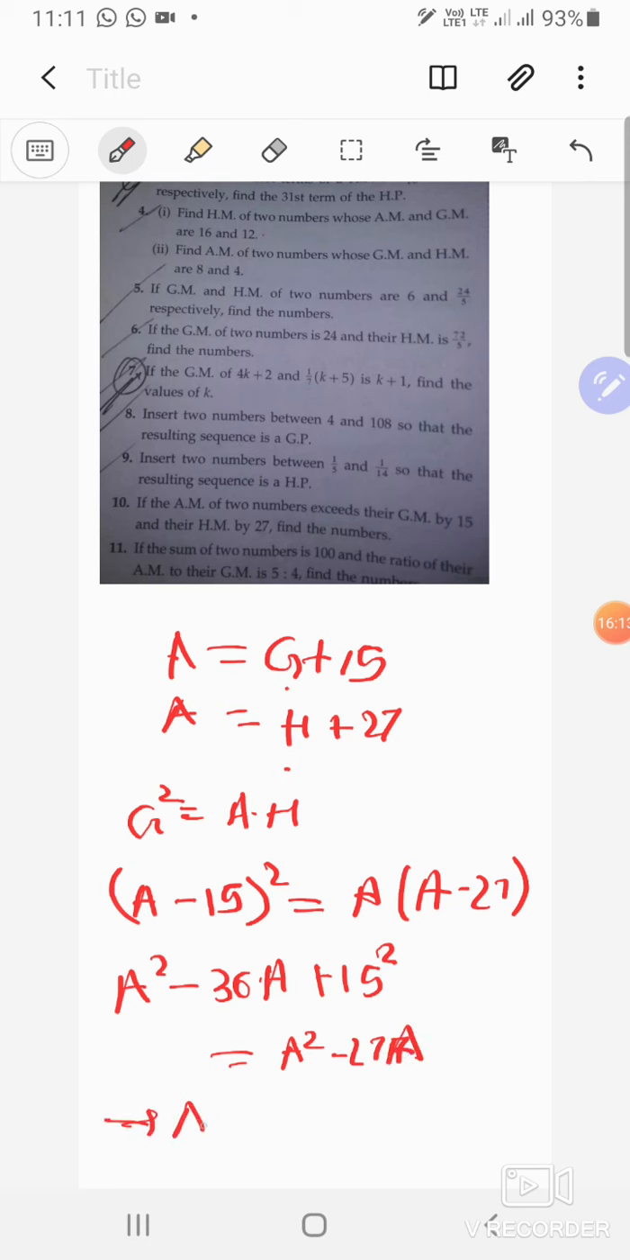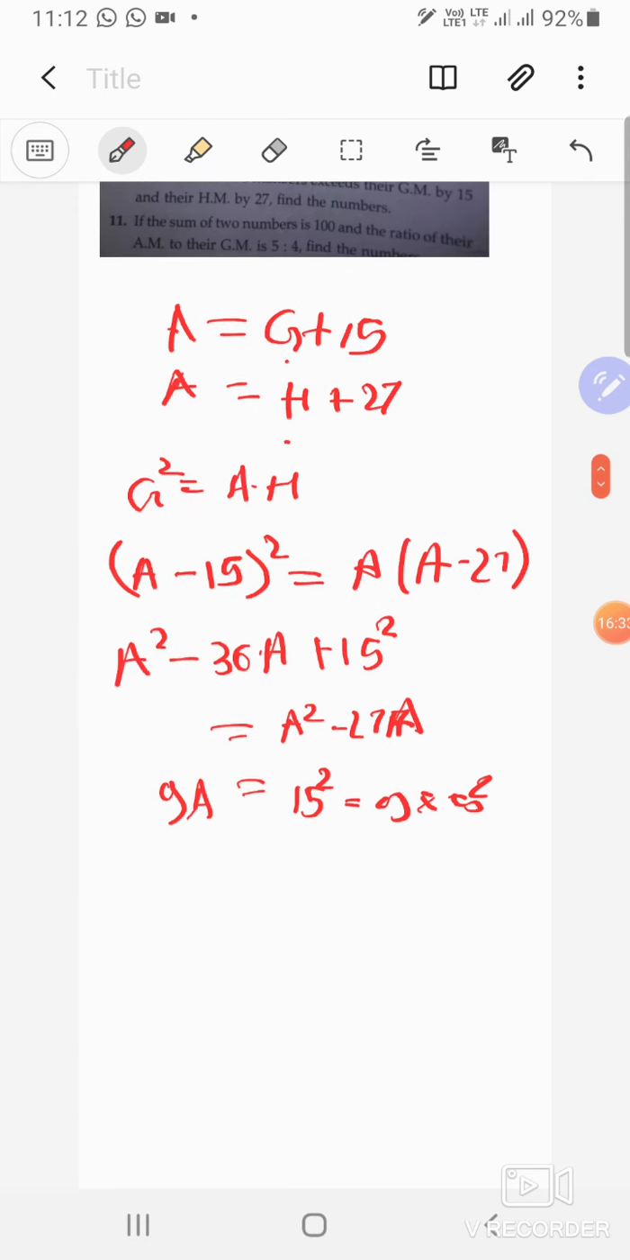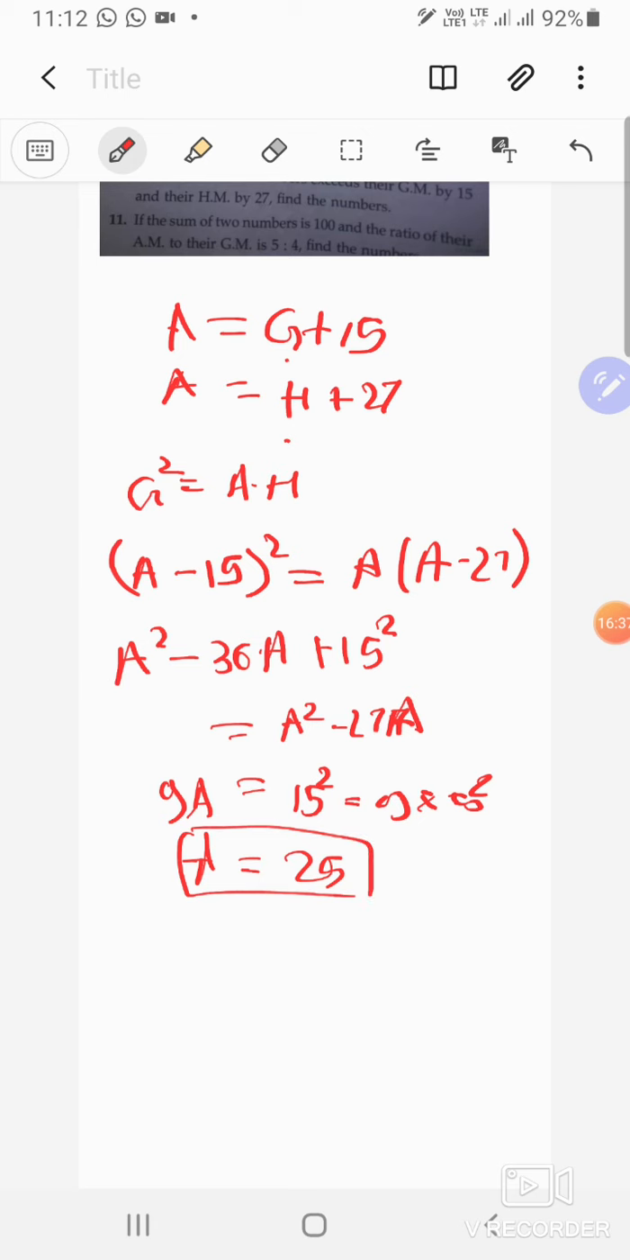That will give me, okay, this A squared gets lost. Okay, no problem. So you got 36 minus 27, which is 9. Yes. So 9A is equal to 15 squared, which is basically 9 into 5 squared. No problem. So A equals 5 squared, which is 25. So the arithmetic mean of these two numbers is 25.